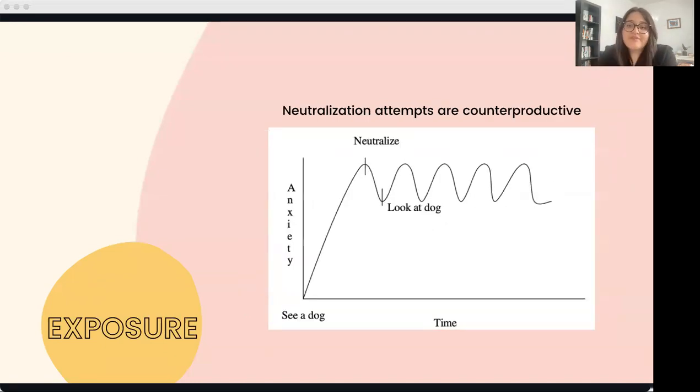We also want to explain that attempts at neutralization are counterproductive. Neutralization refers to deliberate attempts to reduce the experience of anxiety while in a fearful situation, similar to those approach strategies that we've discussed. If we use our dog example again, someone may tell themselves, every time I see a dog, I'm just going to look away, right? In order to reduce my anxiety. And again, this works temporarily, but when the person is faced with a dog again, their anxiety is going to come back.